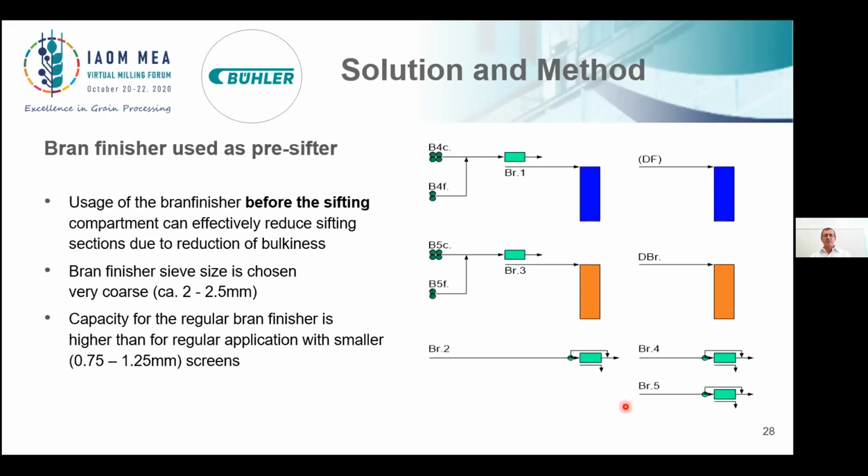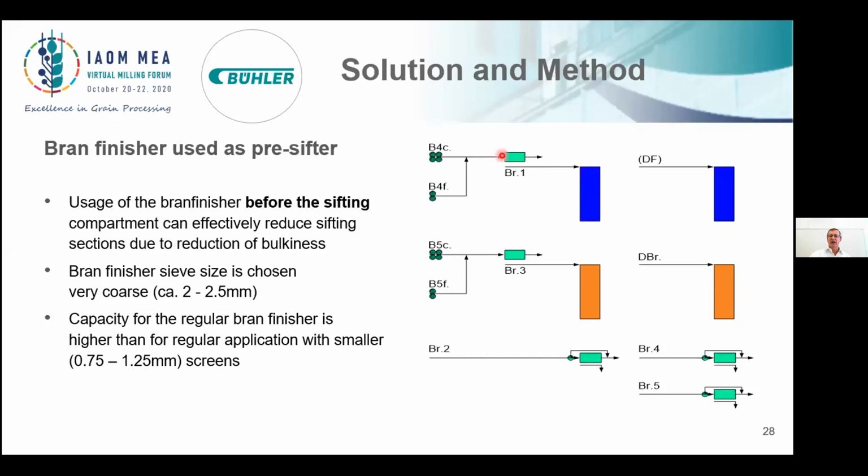Bran finishers can also be used as pre-sifters. When do we apply this concept? If you have a bulky break stock, some semi-hard, soft wheat, the sifters are sometimes overloaded, or you need too much sieving surface just for the breaks. So there is a trick to apply the bran finisher as a pre-sifter before the break passage, or break sifter.